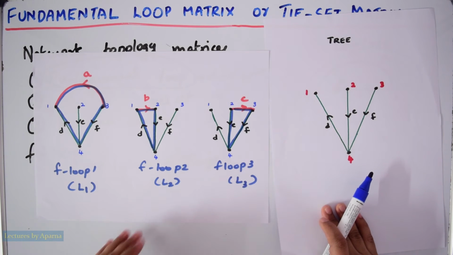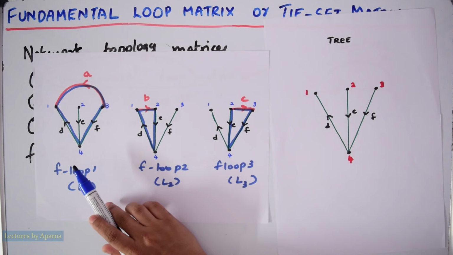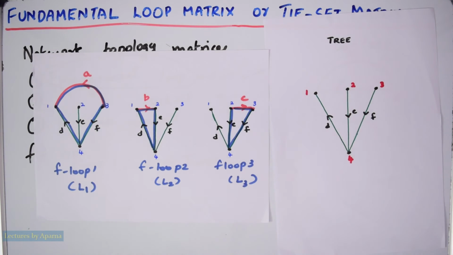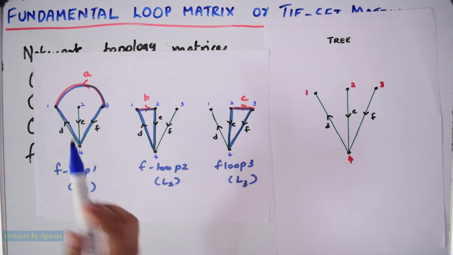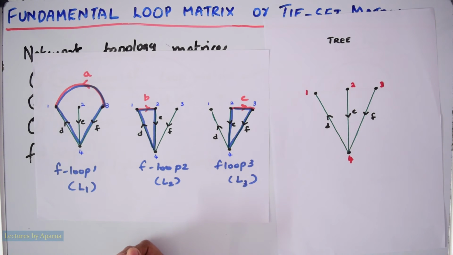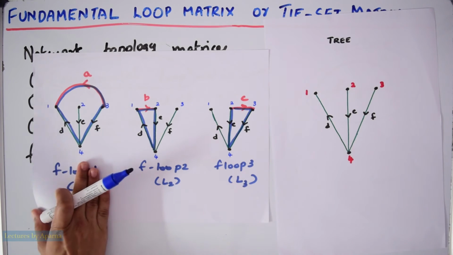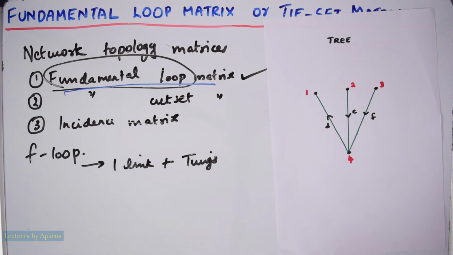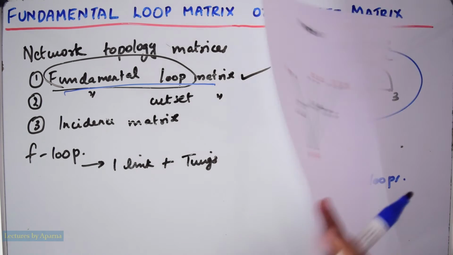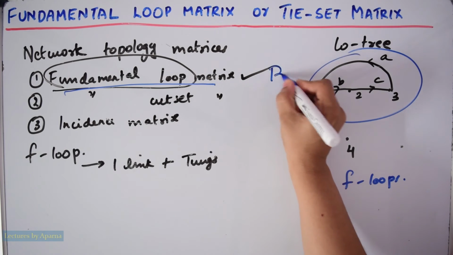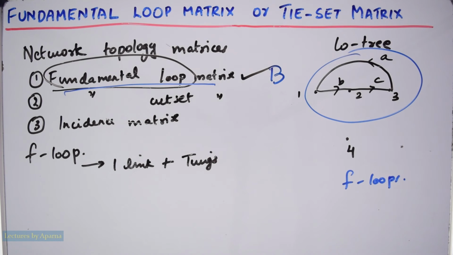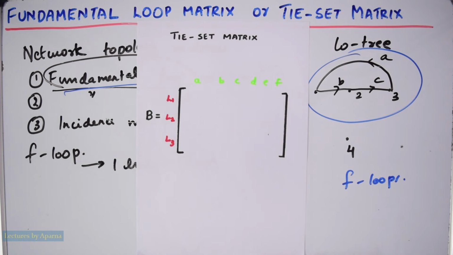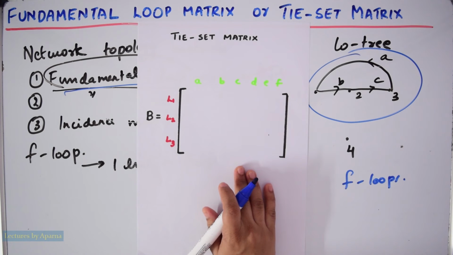So when you look at each fundamental loop, you can see that it is made up of 2 twigs and 1 link. Thus we saw what fundamental loop means. Now let us see how to write the fundamental loop matrix or tie-set matrix. It is represented by the alphabet B. So this is the tie-set matrix we are going to write.